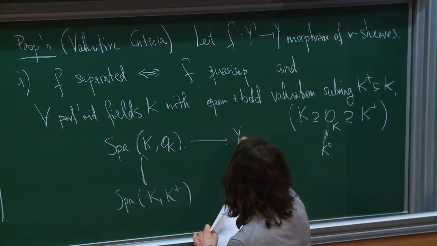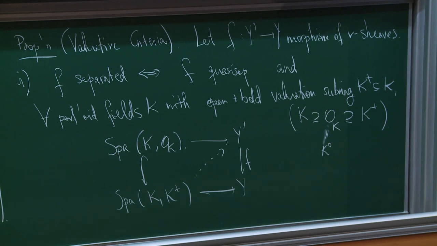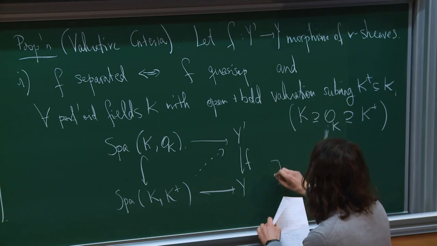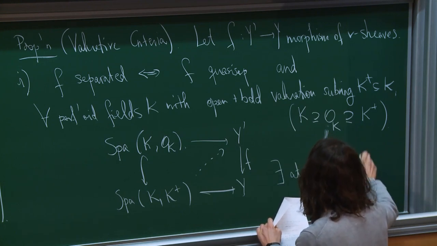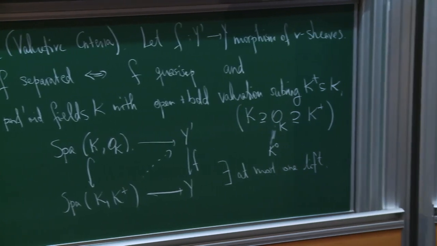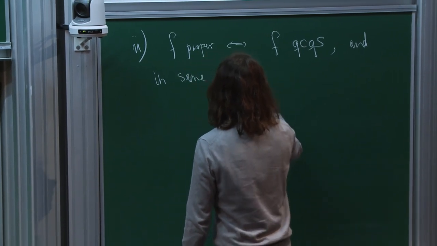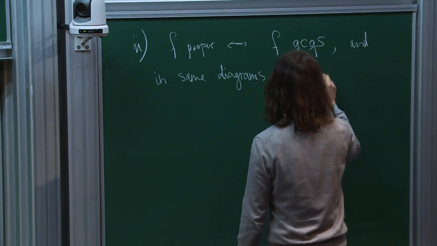And so you have this mapping to Y prime. You have this mapping to Y. And you wonder about lifts here. And the condition is that there's at most one lift. And then there's a similar criterion for proper maps. So in this case, you need to ask that it is quasi-compact and quasi-separated. And then you ask the same condition, and in the same diagrams, there exists a unique lift. I mean, there exists exactly one.